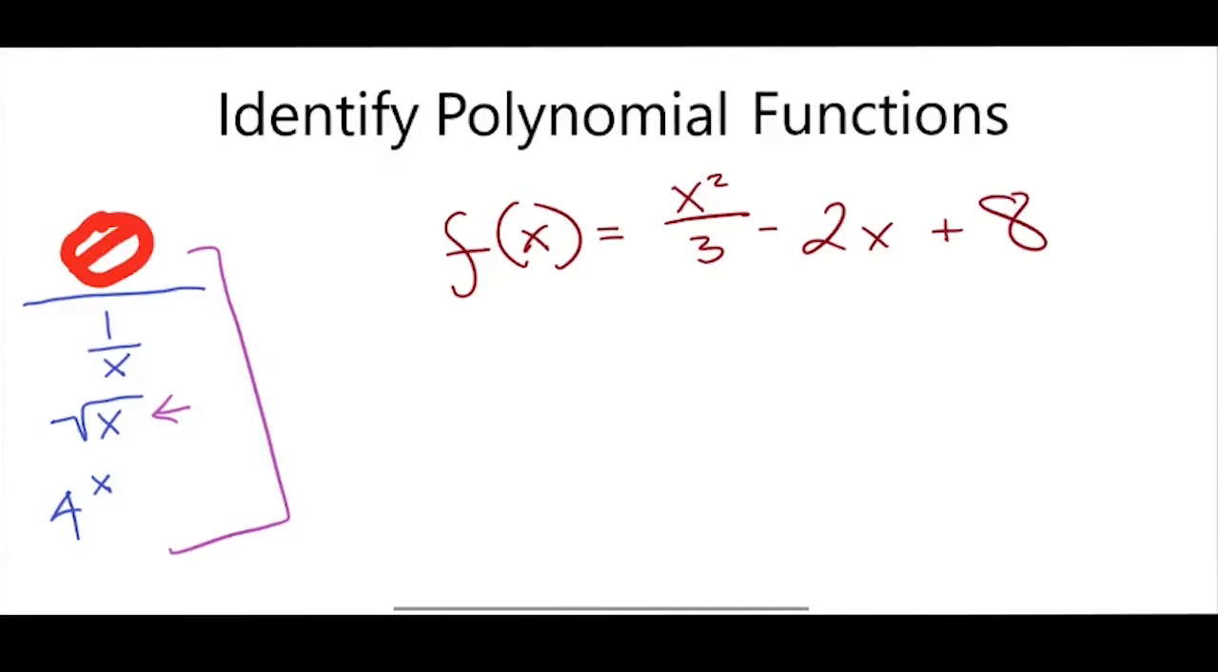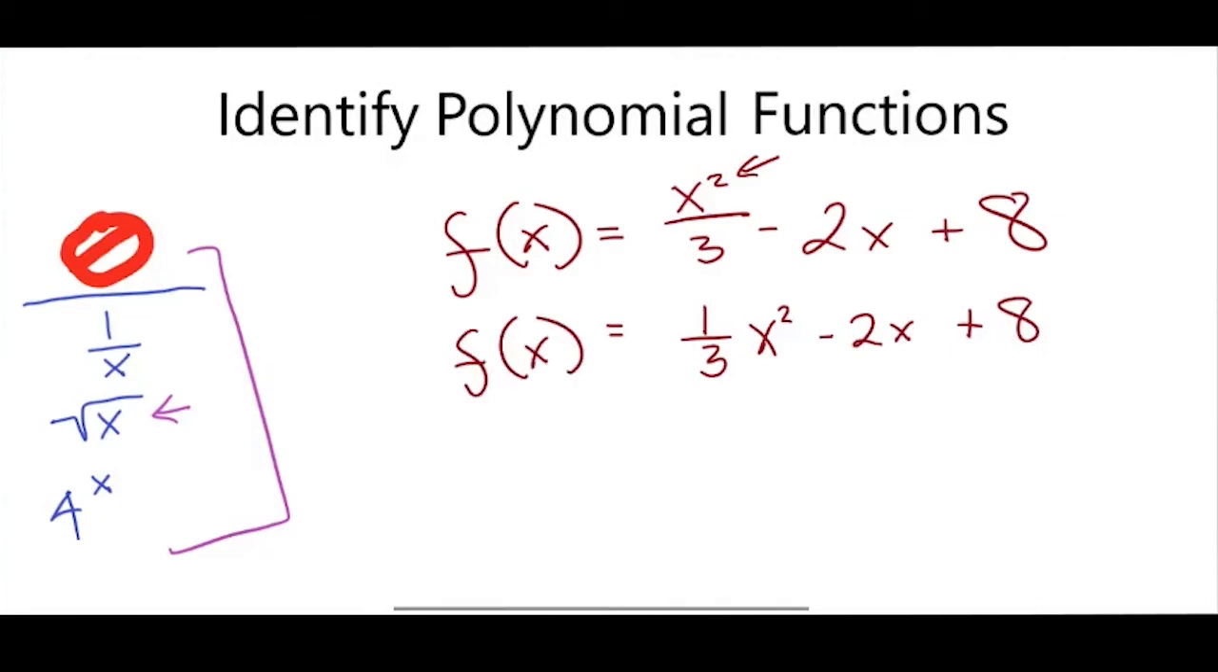Now, what about this one? Is this one a polynomial function? Well, notice that I have an x squared, but it is on the top. Well, that could be written as 1/3 times x squared. So if I continue rewriting it, now I have it in standard form.